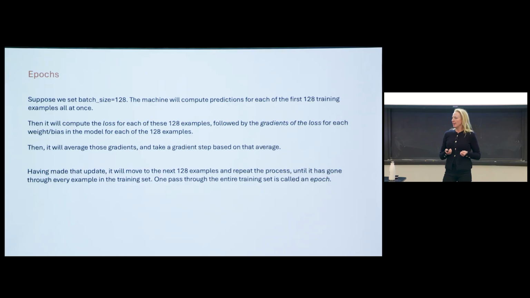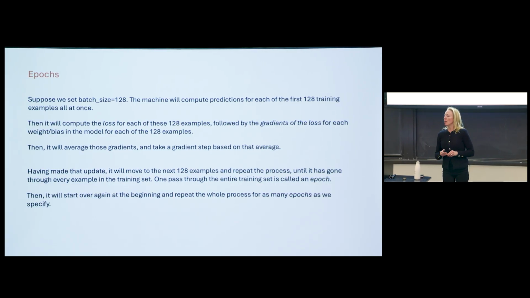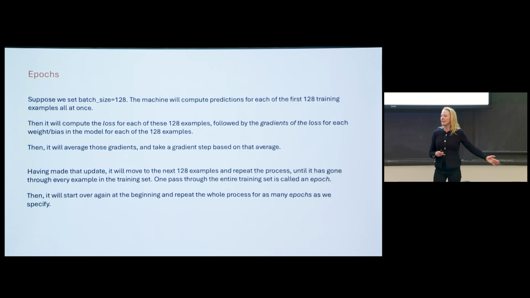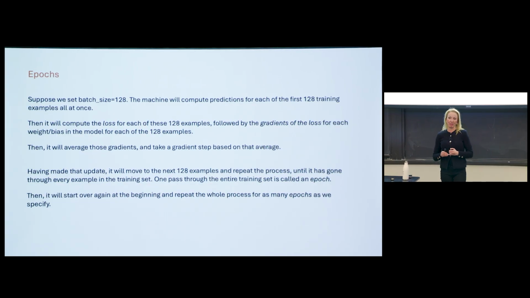Having made that update, it then moved to the next 128 examples and so on until it had gone through every example in the training set. That's called an epoch, one epoch of training. And then it started over again at the beginning. I'll show you more of a visualization of this in a moment. It repeated the whole process as many times as I told it to. In that particular case, I told it to do it 5 times.